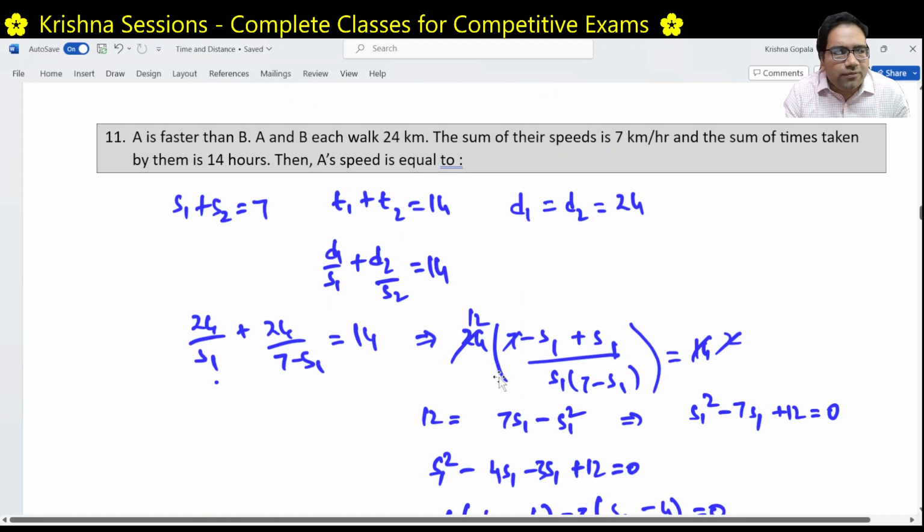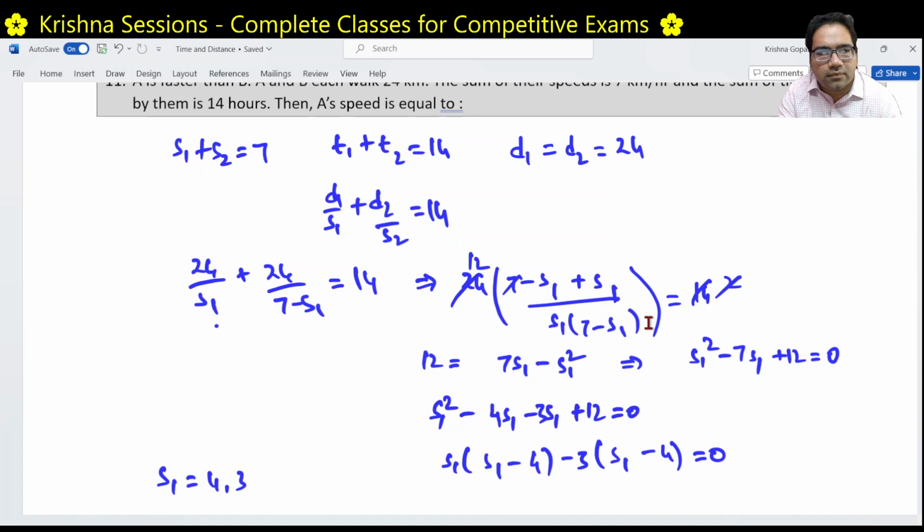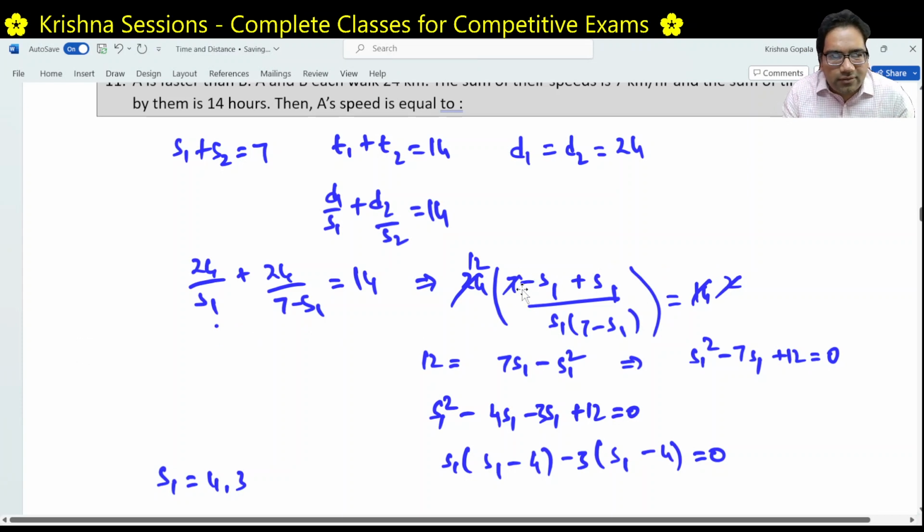So you take 24 common: 24 into (7 minus S1) plus S1, divided by S1 into (7 minus S1), is equal to 14. Then you simplify this. If you simplify this, S1 will get cancelled, only 7 left. This 7 goes 2 times in 14, and this 2 again will go into 12 times. So what will be left? 12 is equal to this product, 7 S1 minus S1 square. S1 square minus 7 S1 plus 12 is equal to 0.